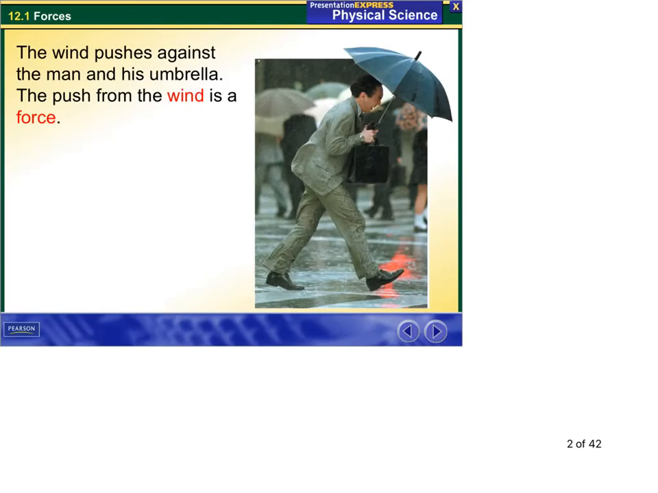Today we start Chapter 12 notes. Chapter 12, titled Forces in Motion, Section 1. We deal with some basic types of forces. Here is illustrated a man pushing against the wind and an umbrella, and that push from the wind is called a force. So wind can be a force.